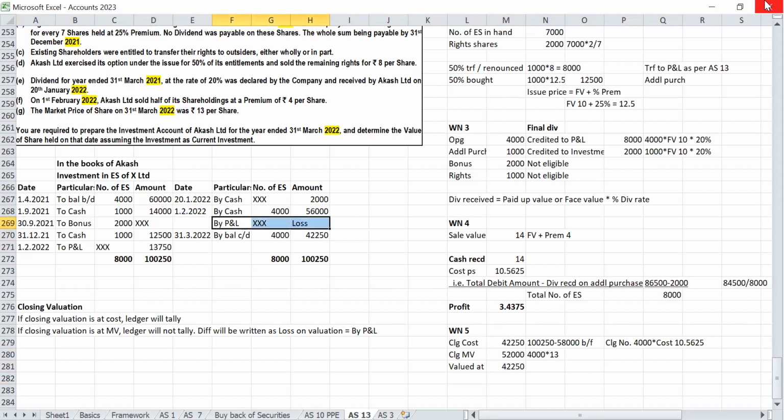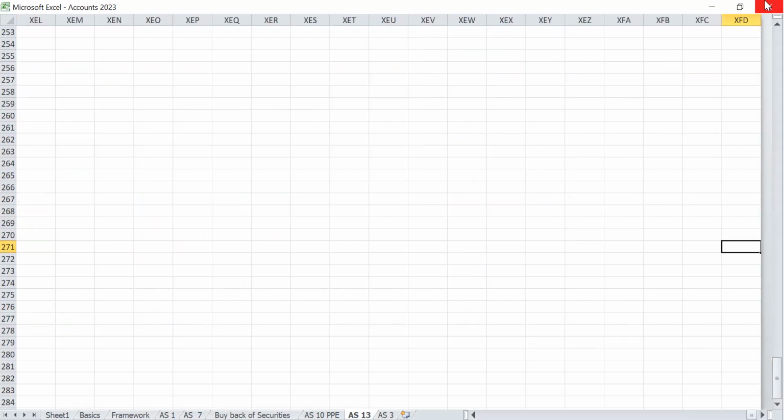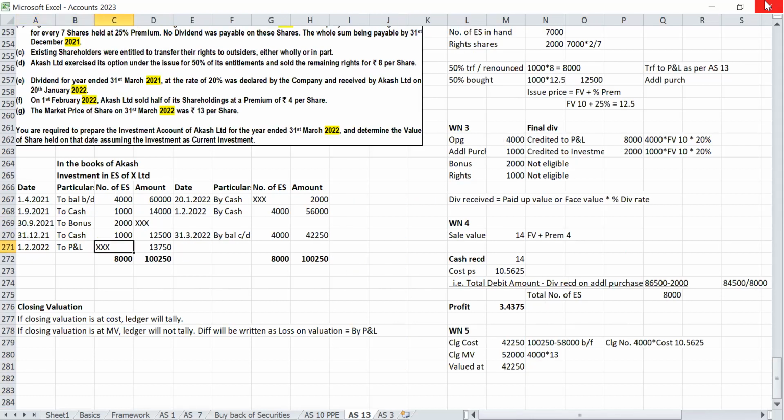If closing valuation is at cost, the account will tally. The ledger will tally. No loss will come.